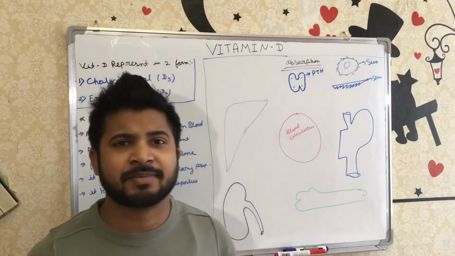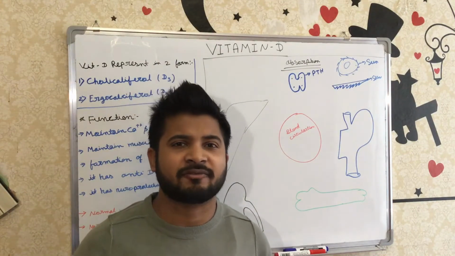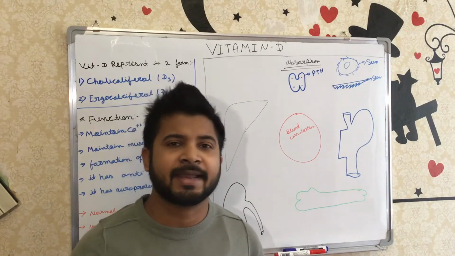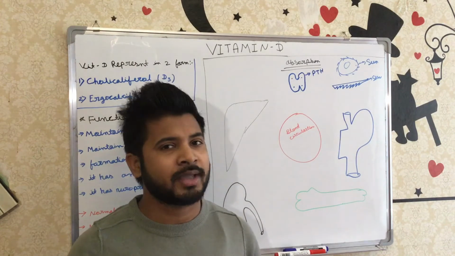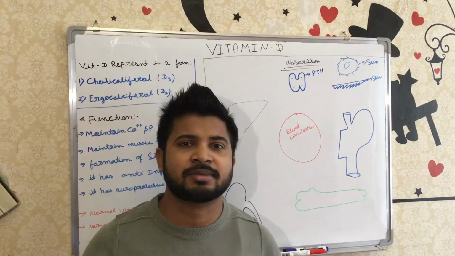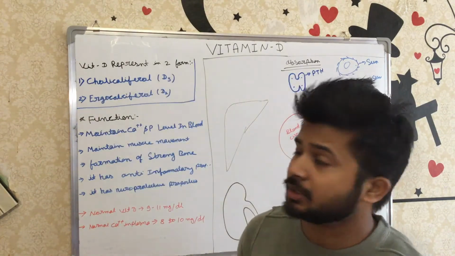As I discussed last time, that was vitamin A. As we know, there are four fat soluble vitamins: A, D, K and E. So A is already discussed, today we'll discuss vitamin D, and two vitamins remain to be discussed, vitamin E and K. So let's start with vitamin D.